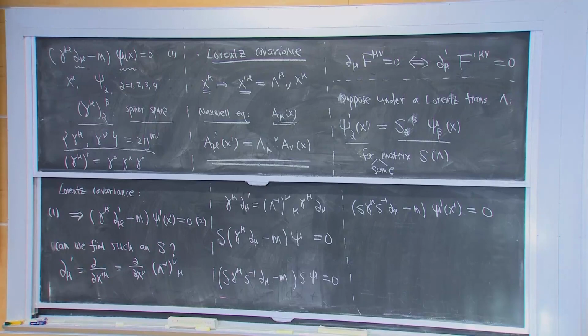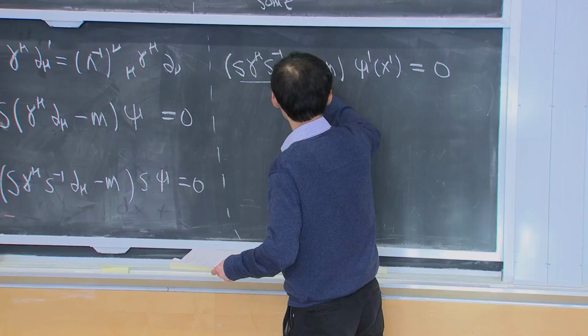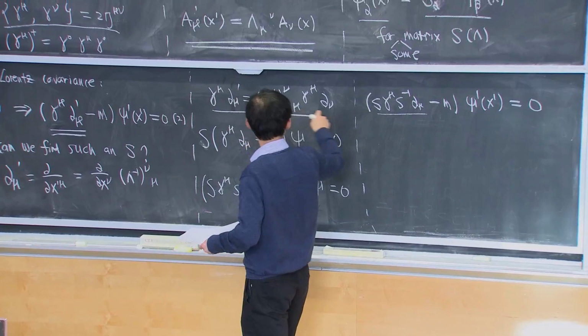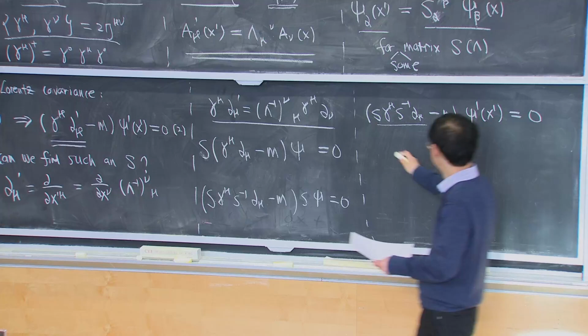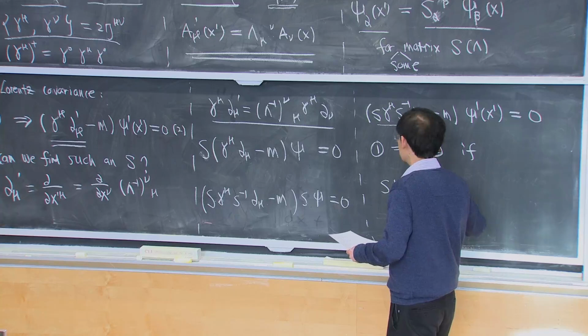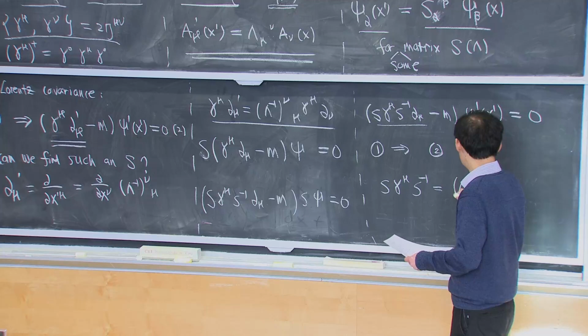Yeah. Good? Okay, so now we have this equation. So now we can compare this object with this object. Okay? In particular, this object is equal to that. So we conclude that 1 goes to 2 if S gamma mu S minus 1 equal to this object lambda minus 1 nu mu.